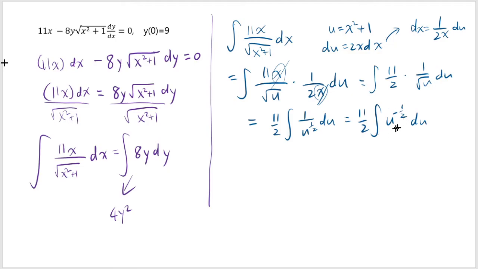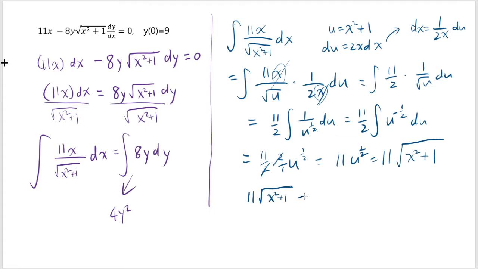And I worked hard to bring it to this form because now I can use the power rule, which says you add 1 to negative 1/2, which is positive 1/2, and put the reciprocal of that. So they cancel, and you end up with 11u to the 1/2 power. 1/2 power is the same thing as square root, and u is x squared plus 1. Okay, so that's what we get, and we have to put plus c on one side. So here is what we get. 11 times square root of x squared plus 1 plus c is equal to 4y squared.